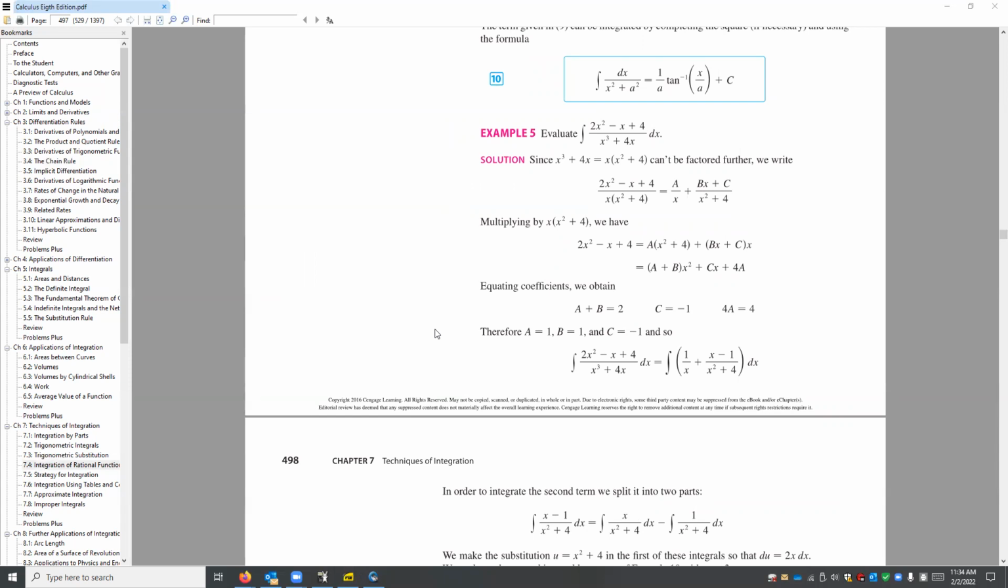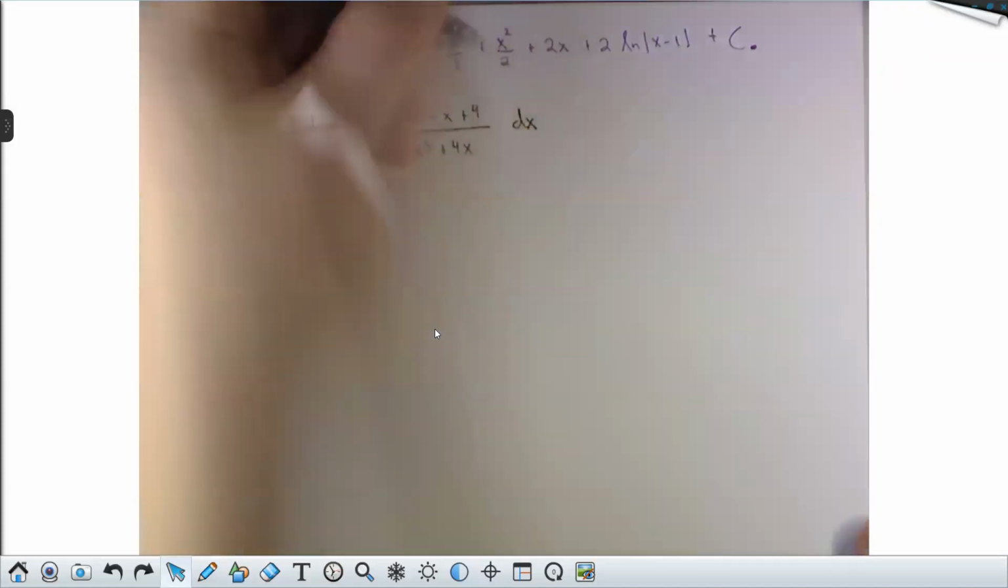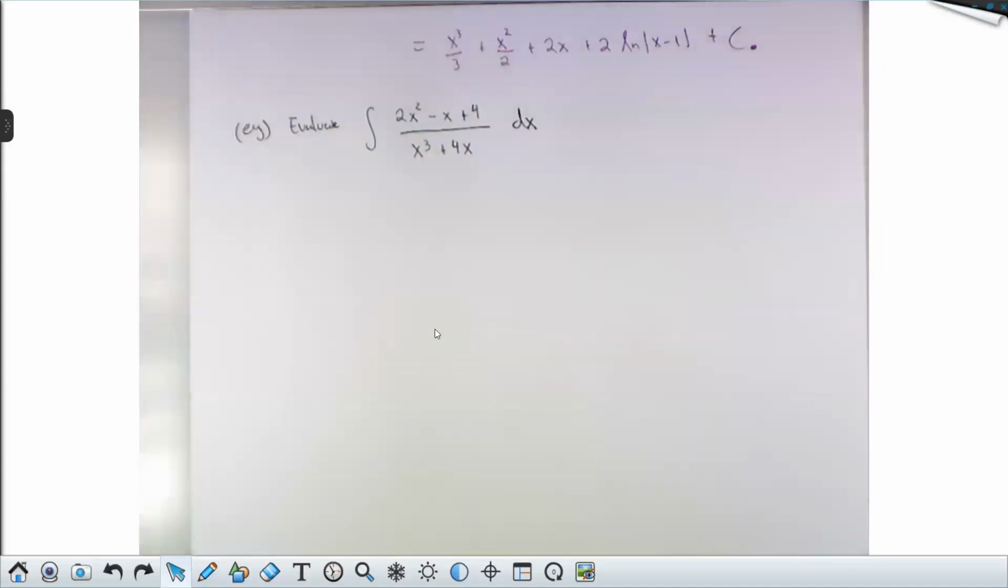I'm just going to write this down. We want to evaluate the indefinite integral of 2x squared minus x plus 4 over x cubed plus 4x dx. The degree of the top is 2, right? It's a quadratic. The largest power of x here is 2. The degree of the bottom is 3. So this is a proper rational function, so we don't have to do any long division here.